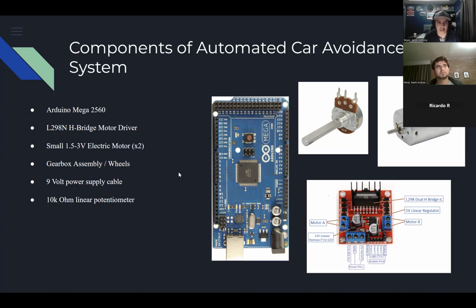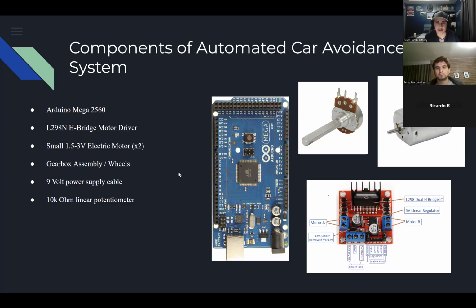We'll also be using a gearbox assembly and wheels. This will be connected to the motor, and the gearbox will then turn the wheels, moving the vehicle. For our power supply, we're using a 9-volt power supply cable that will come from the outlet.